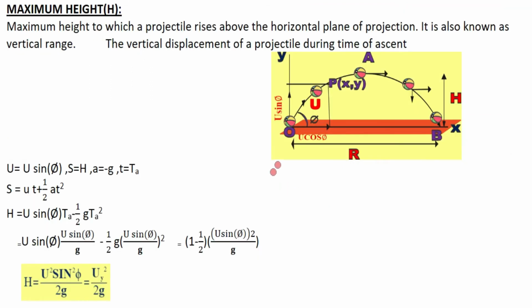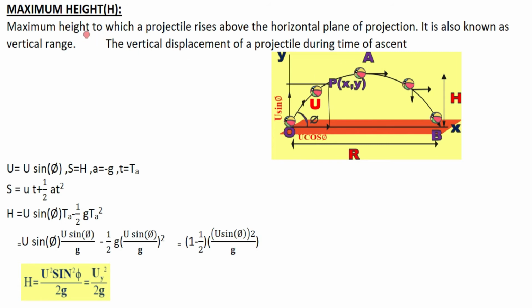Now let us derive the expression for maximum height. As the projectile goes from 0 to A, the vertical displacement from the plane of projection increases and reaches a maximum value when the projectile is at A. And the time taken for the projectile to reach from 0 to A is called the time of ascent.